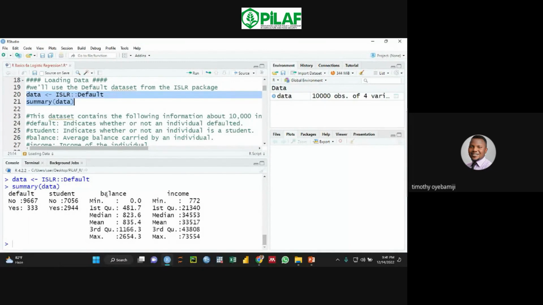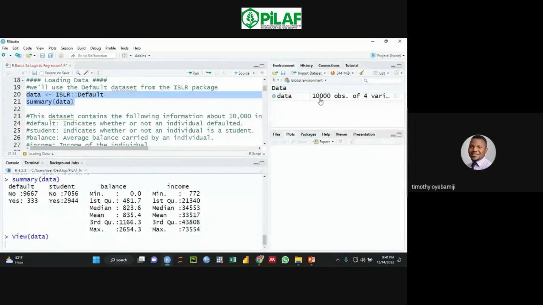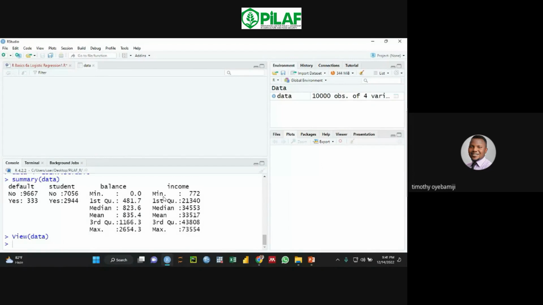Then the third column is balance. Balance is their bank account balance, of course, the average balance carried by an individual. And the last column is income. I can show you the data by clicking data here. You can see we have 10,000 observations of 4 variables. These are continuous variables because they have minimum, first quartile, median, mean, and all of that. So you can see the data.